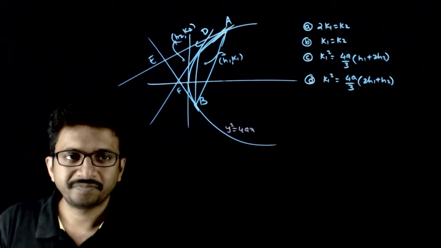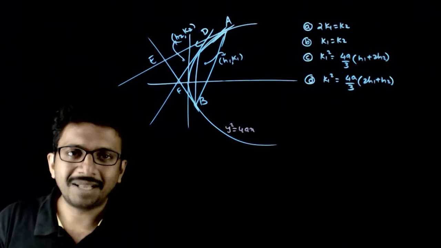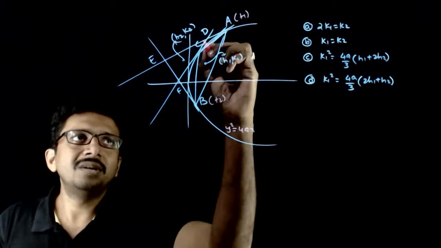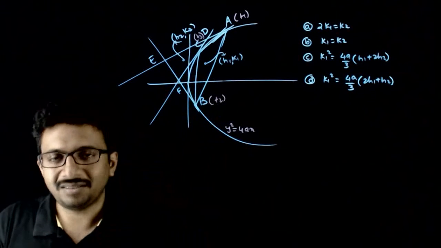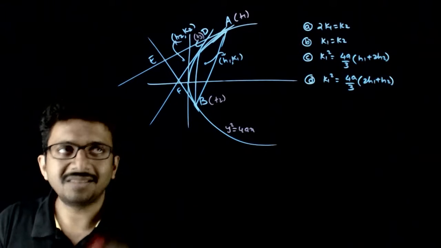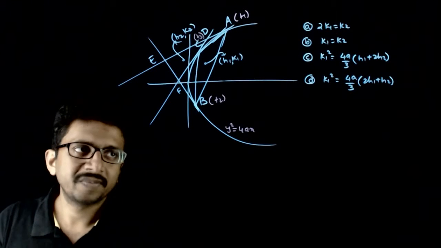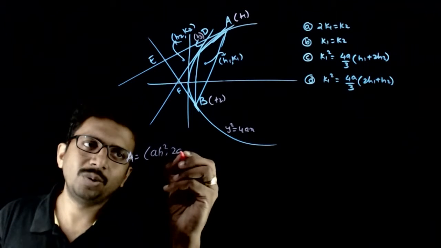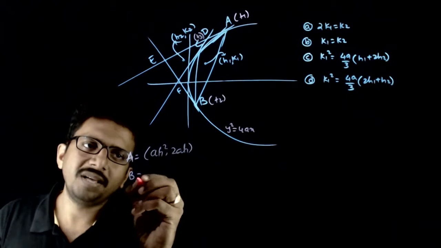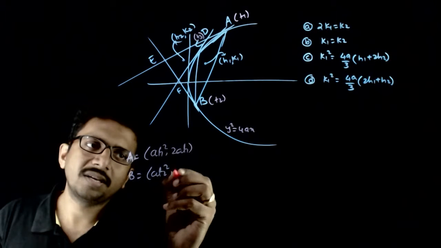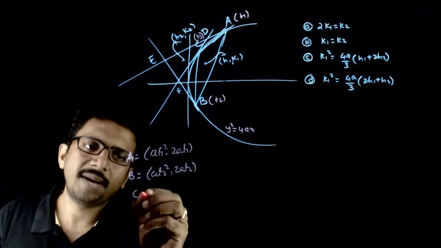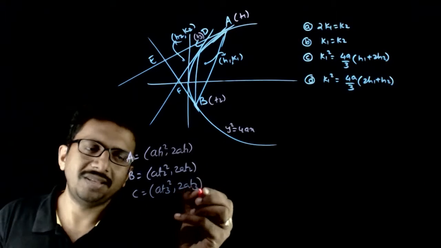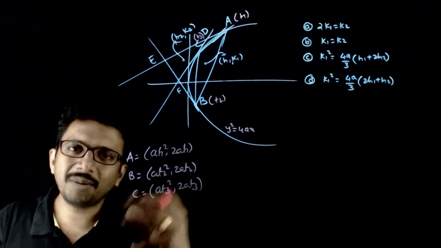That's the question. So again, to build this mathematically, let us assume that A has a parameter T1, B has a parameter T2, C has a parameter T3. These are 3 points on the parabola, hence they can be defined by these parameters. So point A is (aT1 square, 2aT1). Point B is (aT2 square, 2aT2). And point C is (aT3 square, 2aT3). So these are the 3 points that you have.